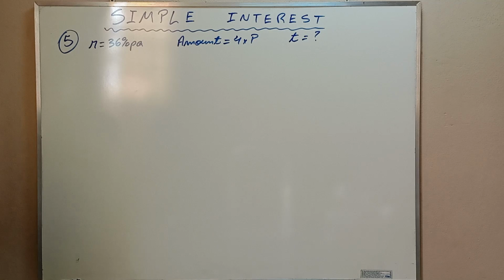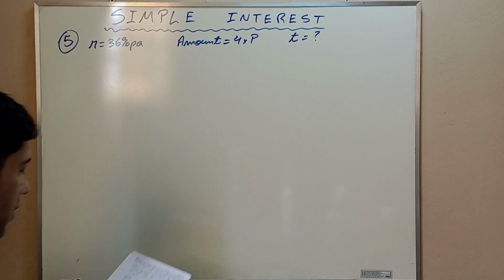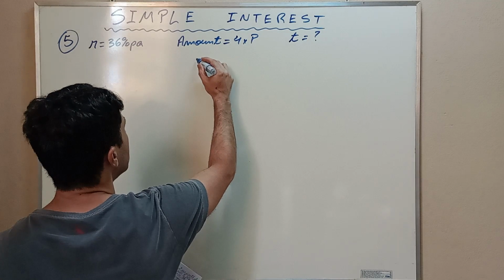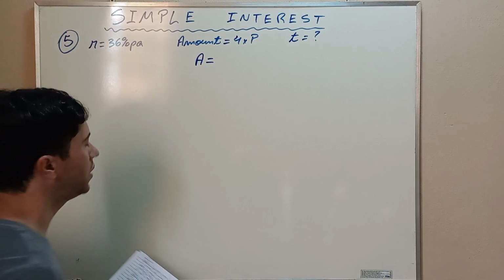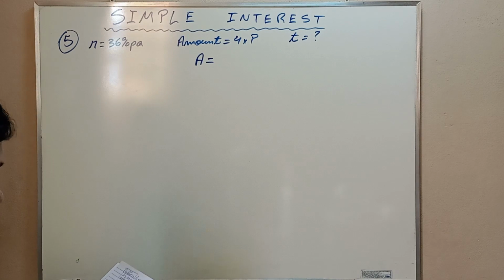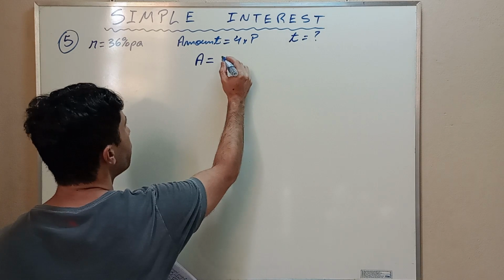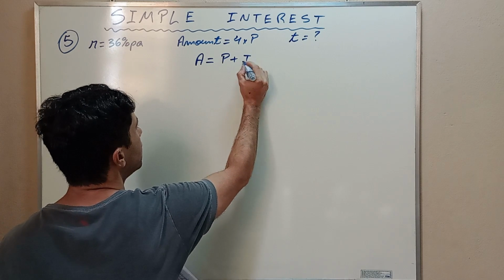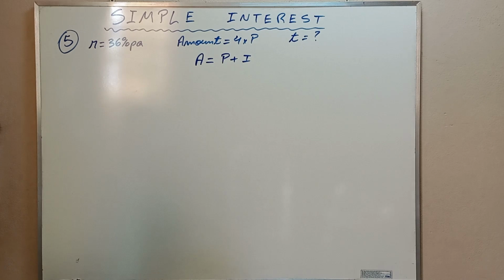Okay, my friends? And to find the minimum period of time required for the investment to grow to 4 times its initial value, use the simple interest formula. And we know that the total amount that we want to redeem is equal to the principal plus the interest, okay?